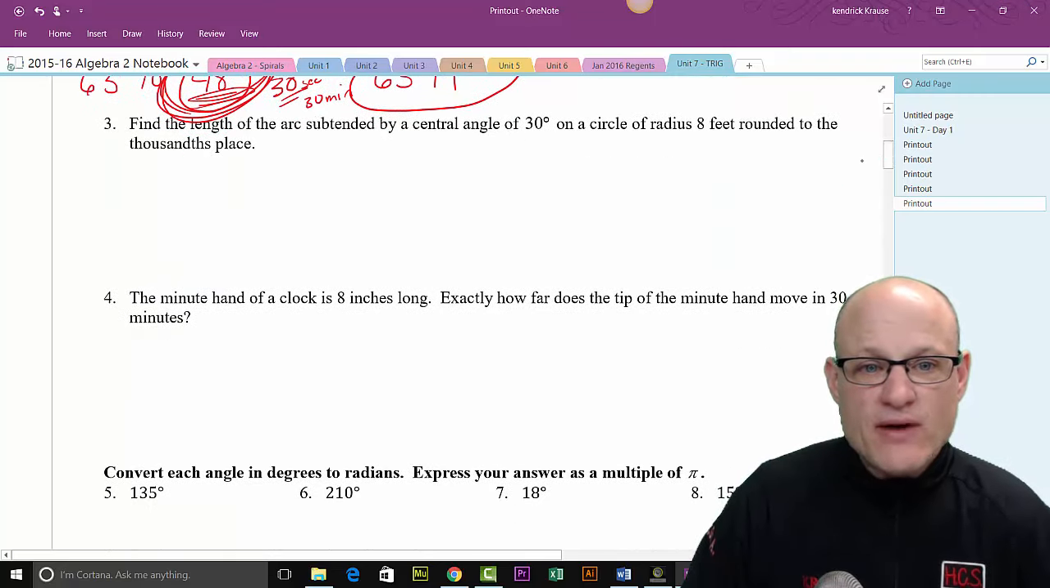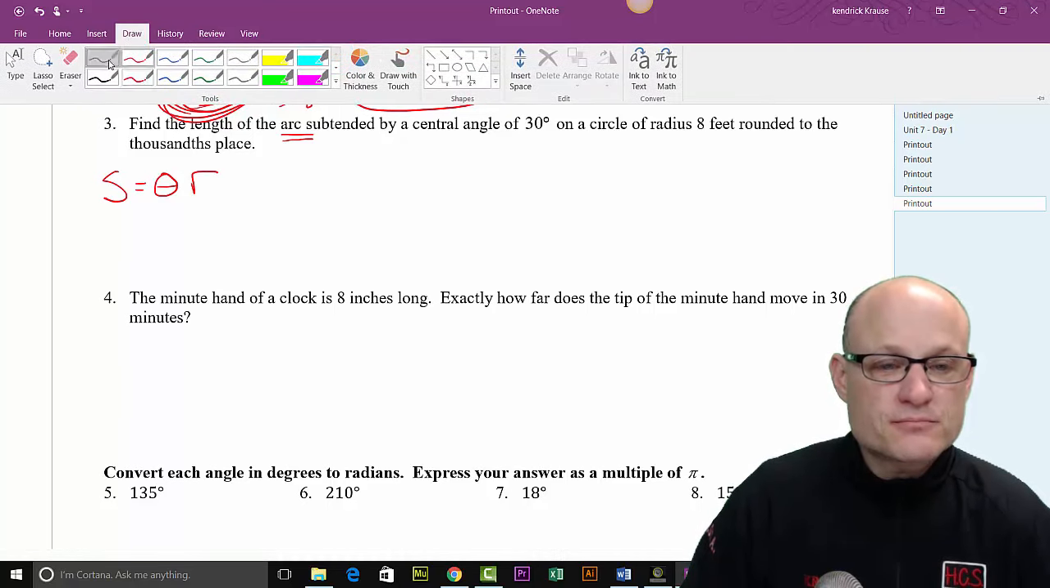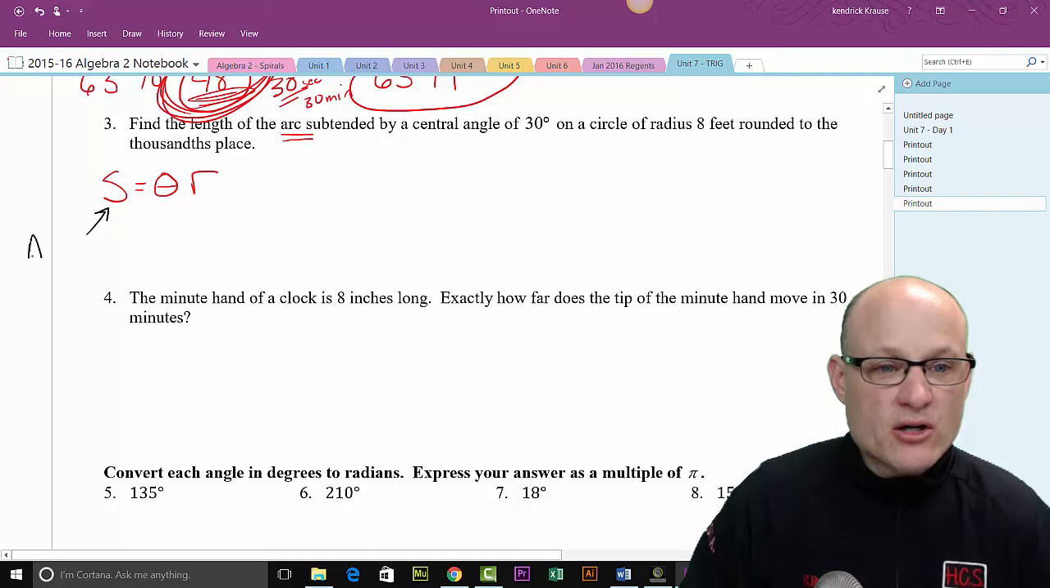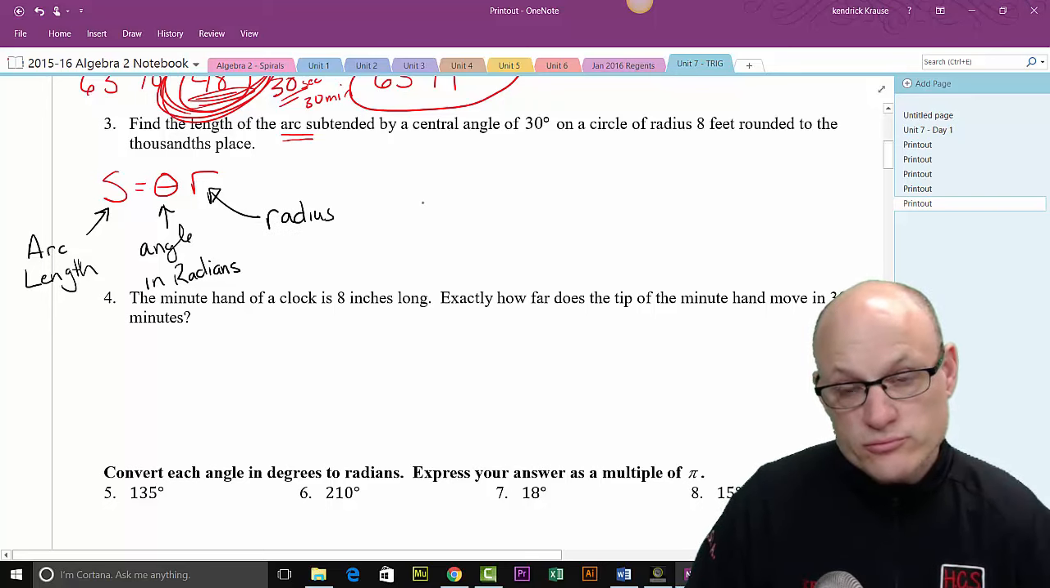Find the length of an arc. Oh, arc length. We're talking about arc length. As soon as I hear arc length, I'm going to write S equals theta r. And you have to remember that S is the arc length, theta is the angle in radians, and r is the radius.